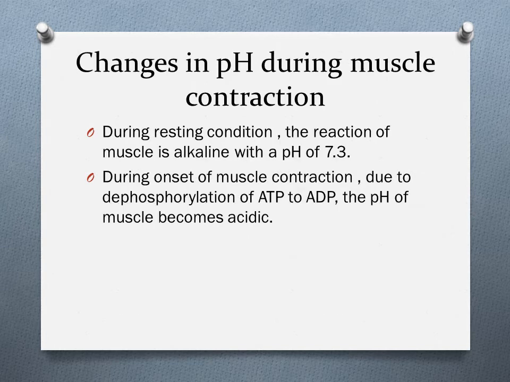Now coming to the changes in pH during muscle contraction. During resting, changes in the pH and the reaction of the muscle during contractions are as follows. During resting condition, the reaction of muscle is alkaline, with a pH of 7.3. During onset of muscle contraction, due to dephosphorylation of ATP to ADP, the pH of muscle becomes acidic.